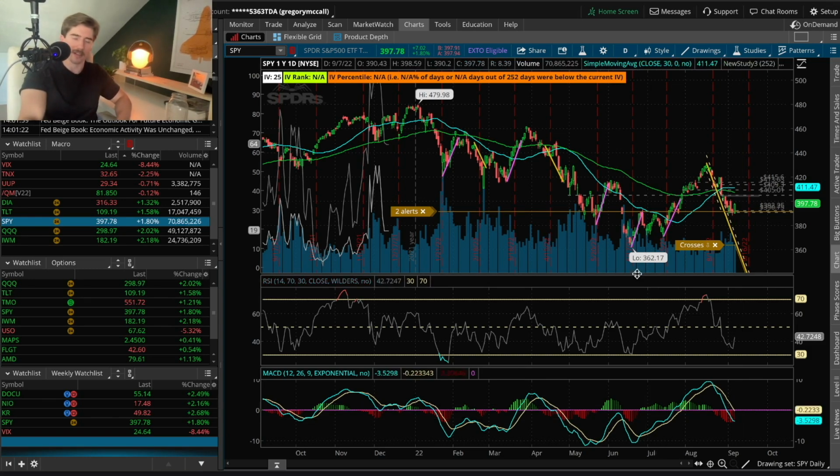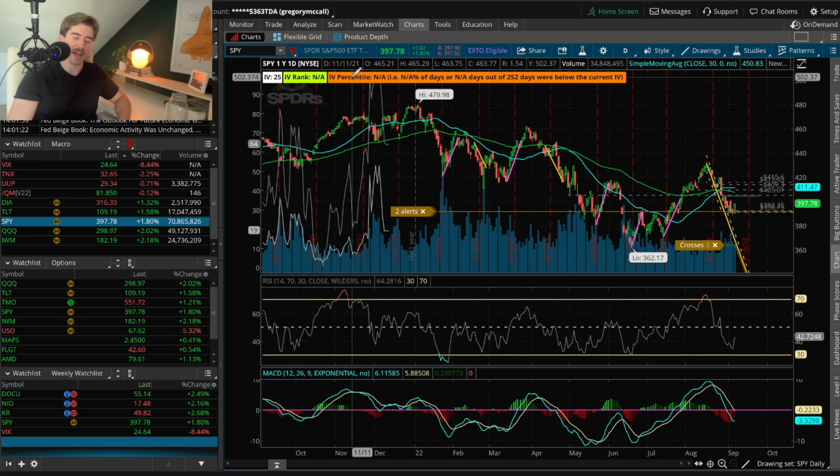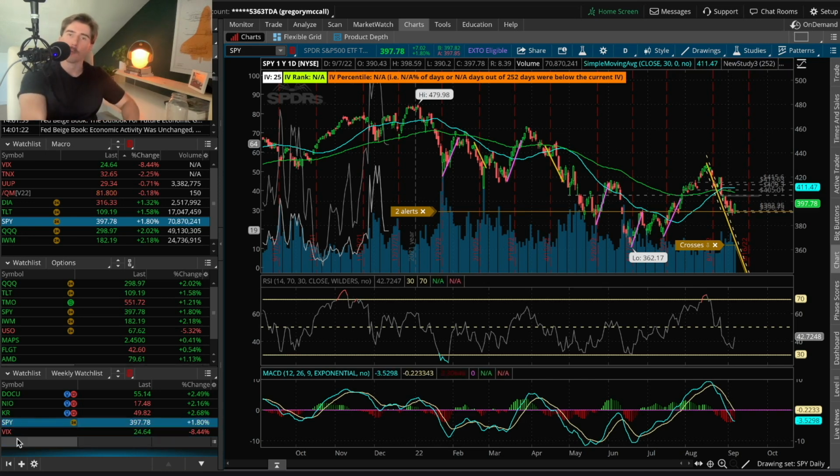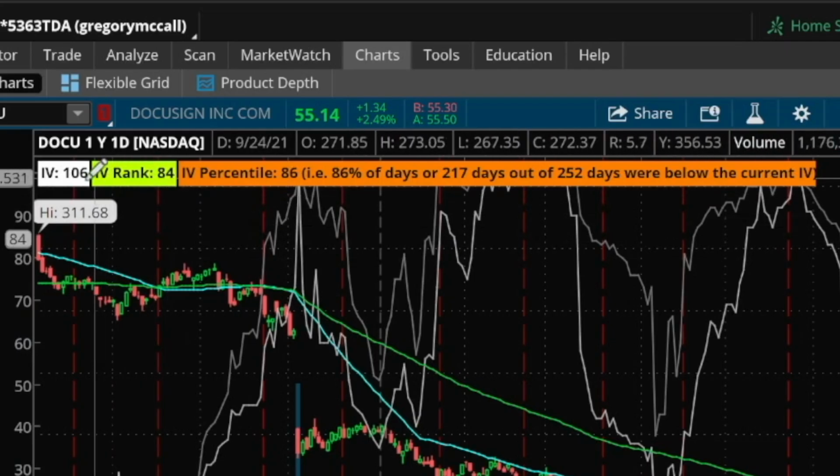And the last study that I like to use is Implied Volatility, IV Rank, and IV Percentile. This is a study that I added over the last couple weeks to improve my trading around earnings reports, and it's been extremely useful. And the way that I use IV Rank and IV Percentile is by going to an individual stock right ahead of an earnings report like Docu this week. And right now the IV is 106, which is extremely high.